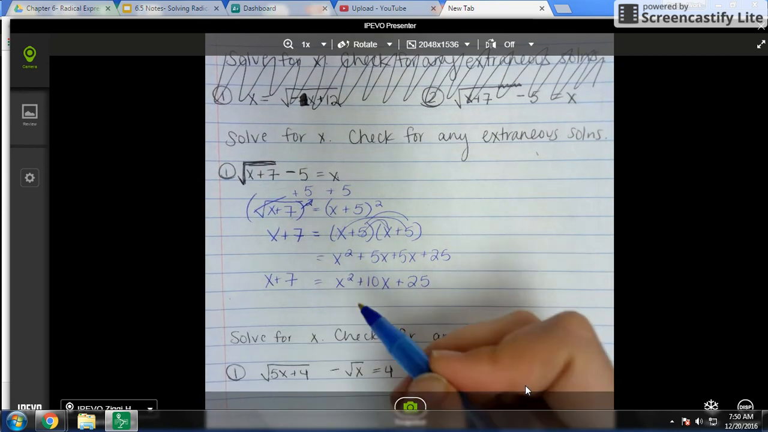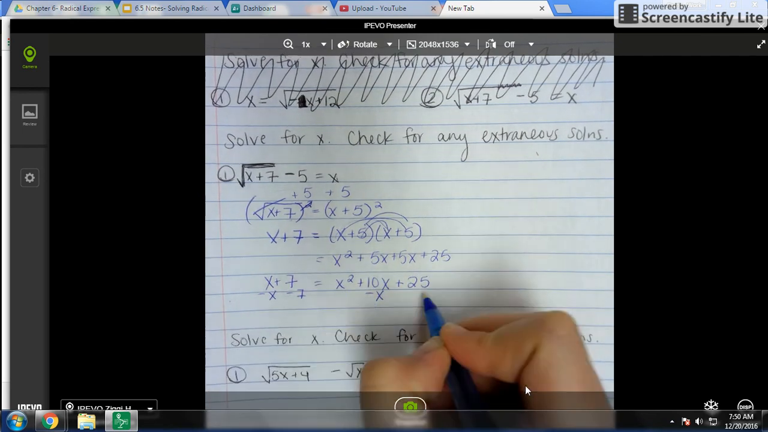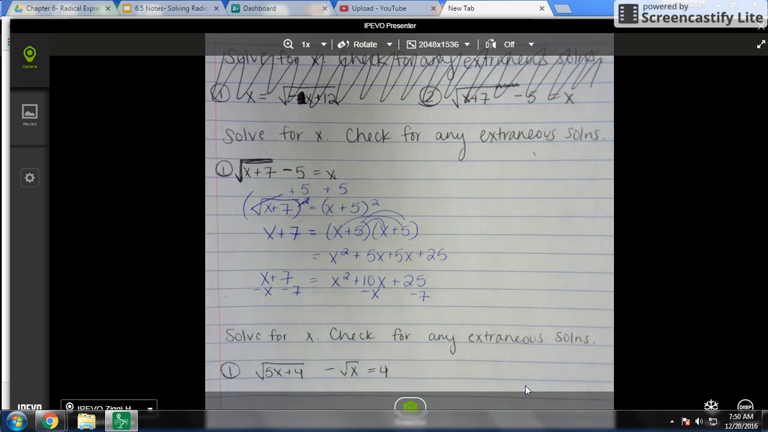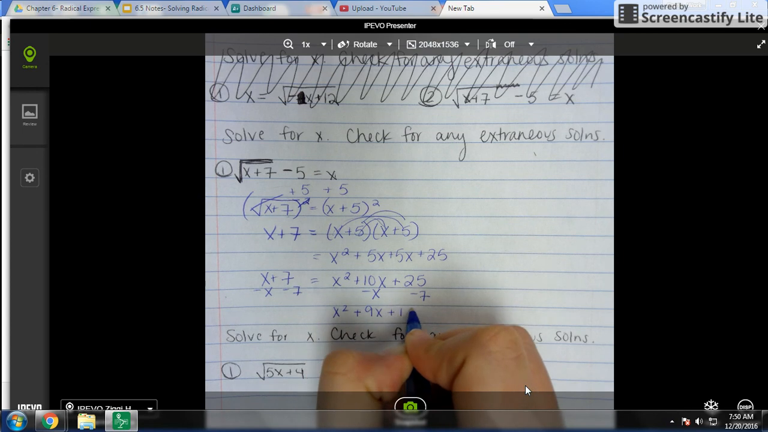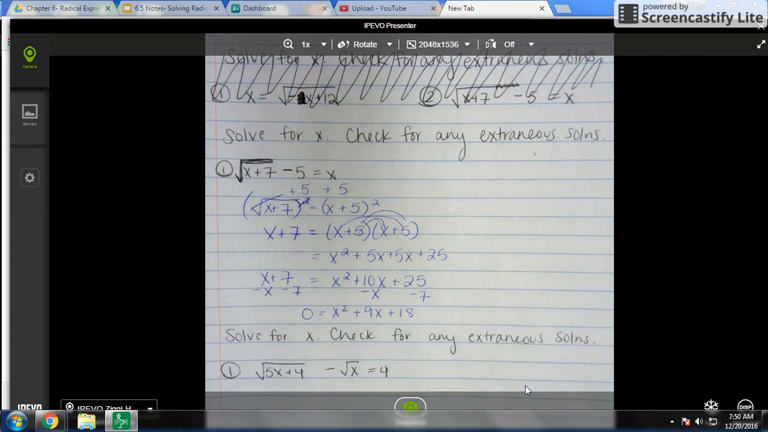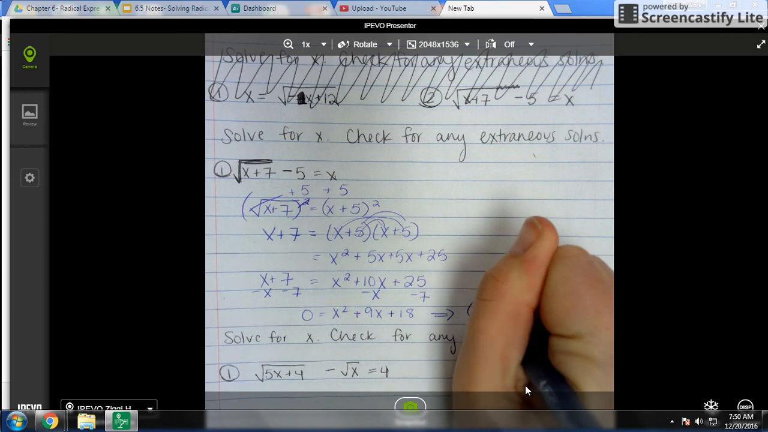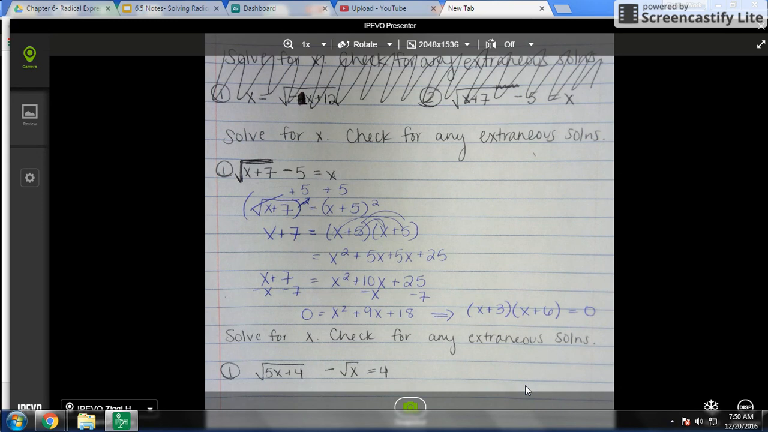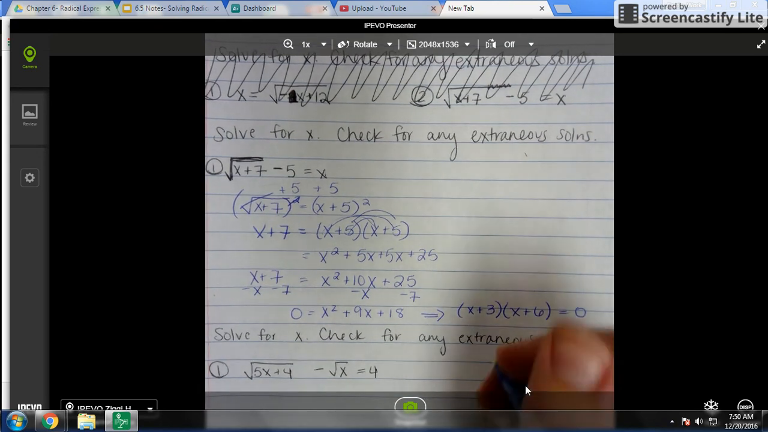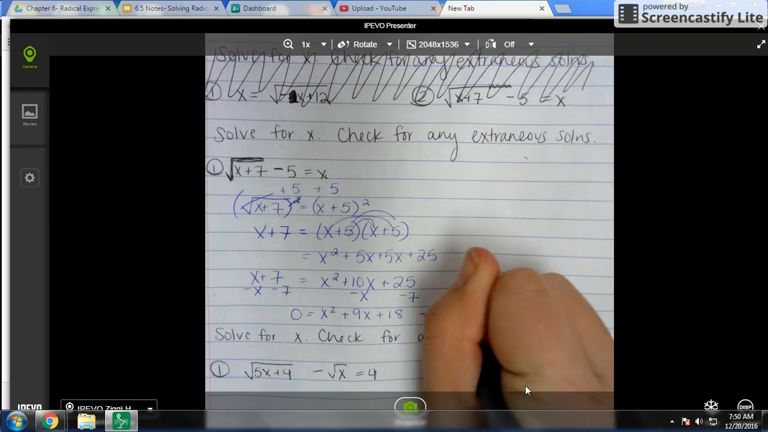It's a quadratic, so we want to get it equal to 0. So we're going to subtract x from both sides and subtract 7 from both sides. So we get x squared plus 9x plus 18 equals 0. And we can solve that by factoring. That would factor to (x plus 3)(x plus 6) equals 0. And if we solve by zero product property, we get x equals -3 and -6.